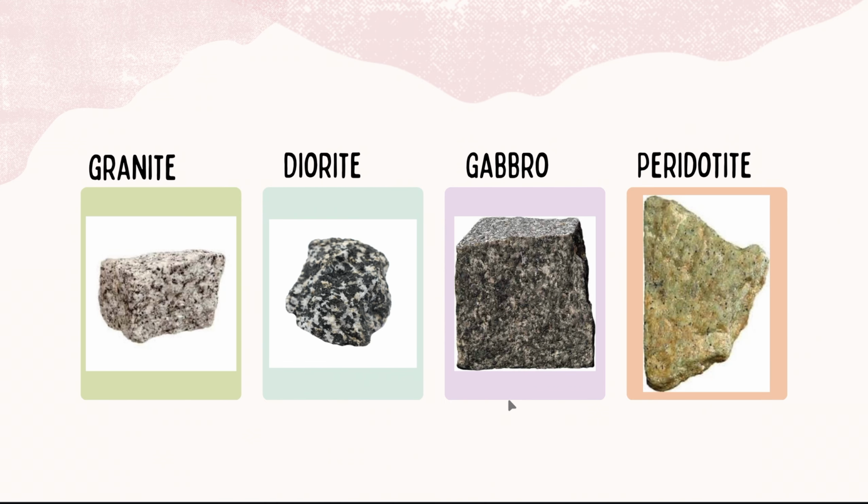There are several different types of intrusive rocks. Some examples include granite, diorite, gabbro, and peridotite. You can tell all of these are pretty speckled. You can see all the minerals, and it's harder to see in these photos, but if you had the actual rock, you could see visible crystals. And in this video and presentation, I'm going to focus on granite as my example.